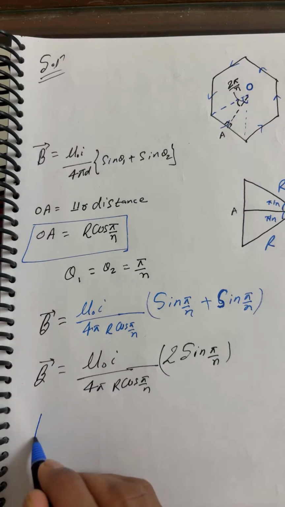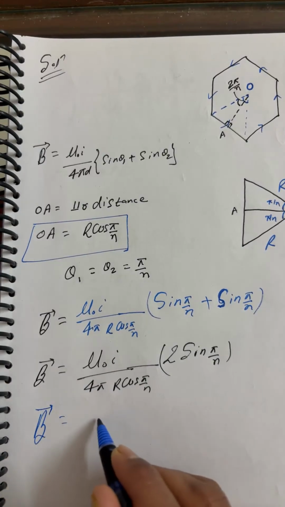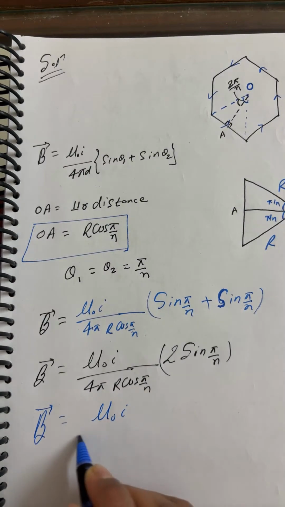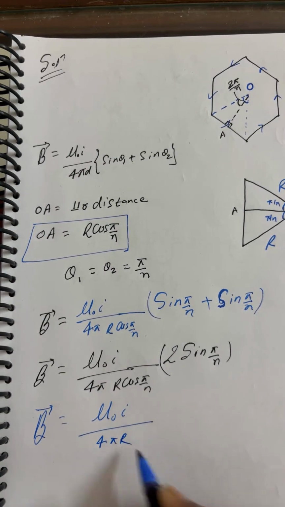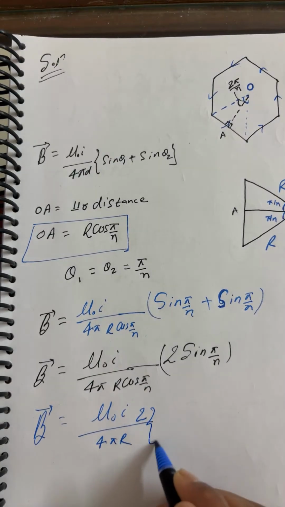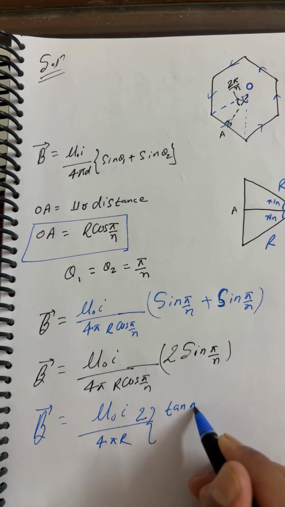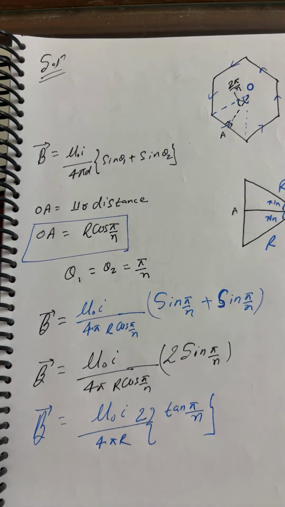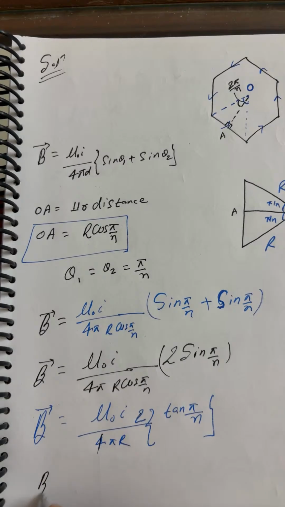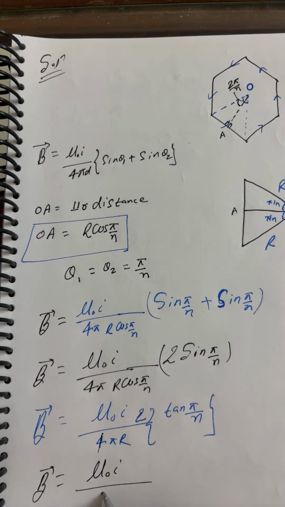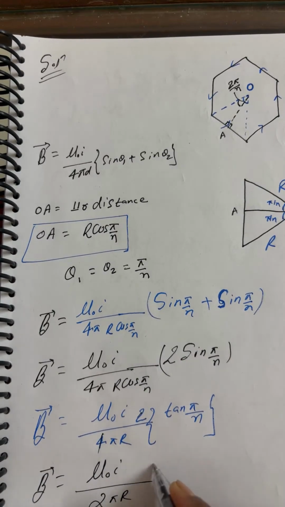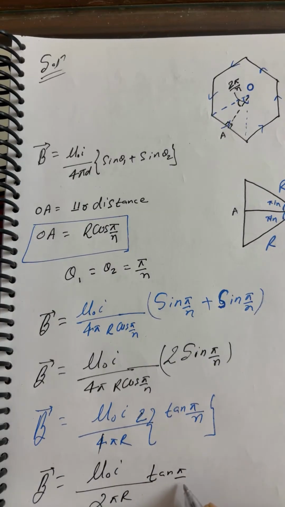So finally you can write the above expression as mu naught into I by 4 pi r into 2 sin pi by n over cos pi by n. You can see this is tan pi by n. The 2 cancels, so the magnetic field you can write as mu naught into I by 2 pi r tan pi upon n. This is the desired answer.